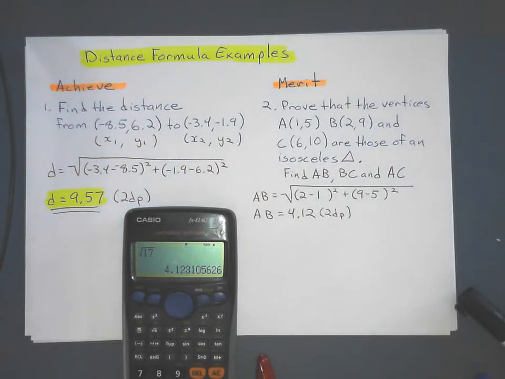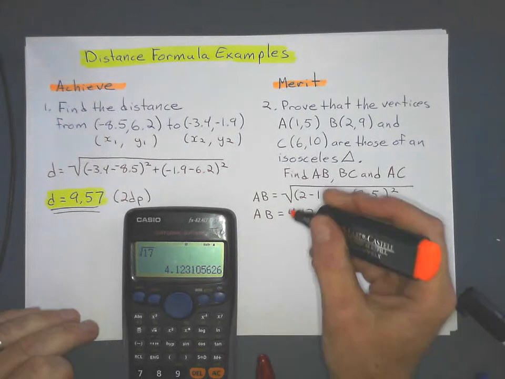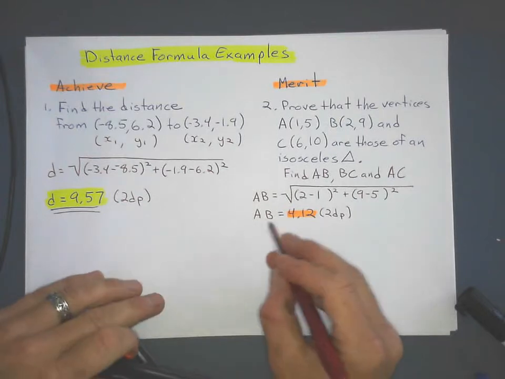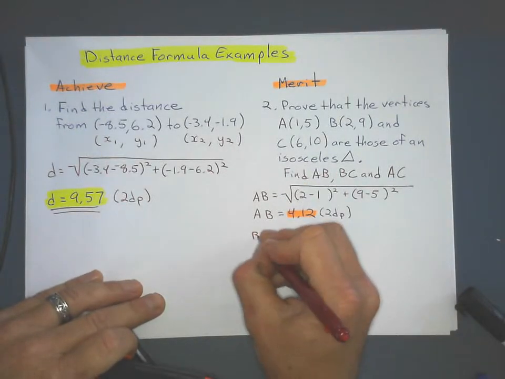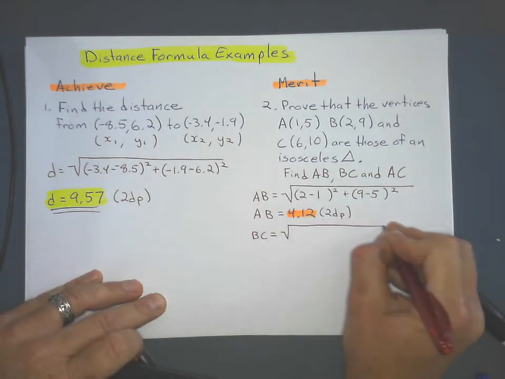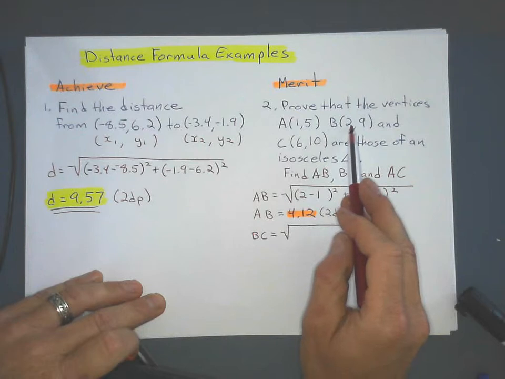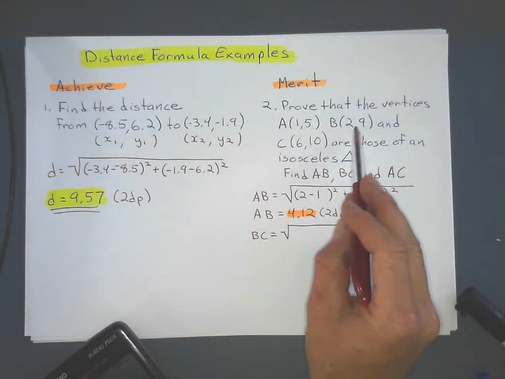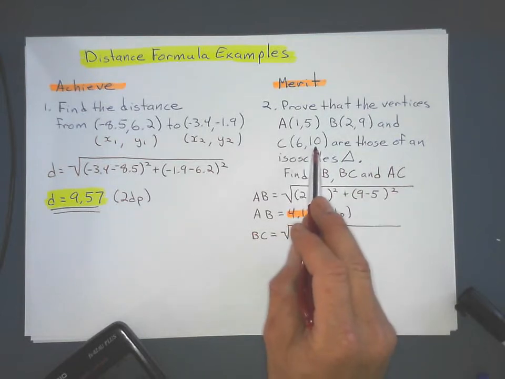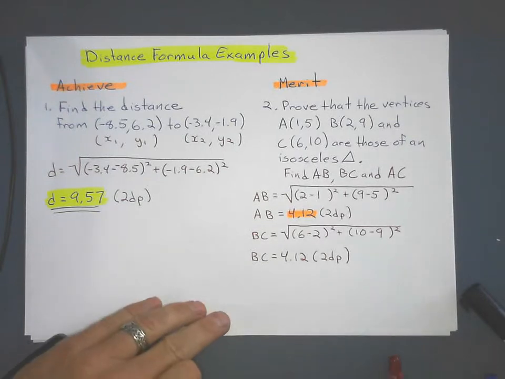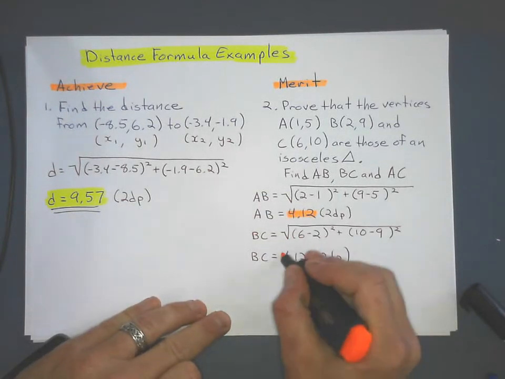We're going to give that an orange highlight. Okay, and now let's try BC. Remember with BC, this is x1, y1, and this is x2, y2. So we got lucky, and the first two sides we tried, AB and BC, are in fact equal.